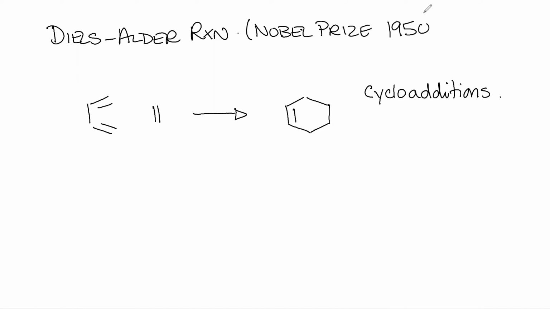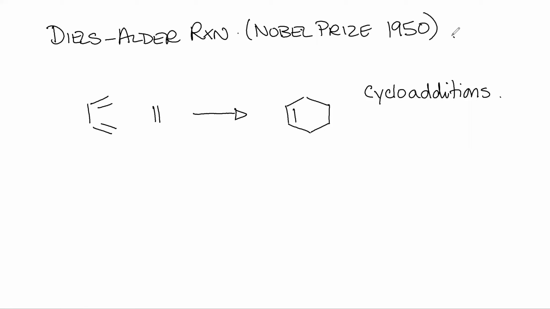The other neat thing is that because they make 6-membered rings, and so many biologically important compounds have 6-membered rings in them, they've been used all throughout industry and pharmaceuticals, all sorts of places to do synthesis. So it's a super important reaction. There's a whole bunch of really neat features to it, which we'll talk about.